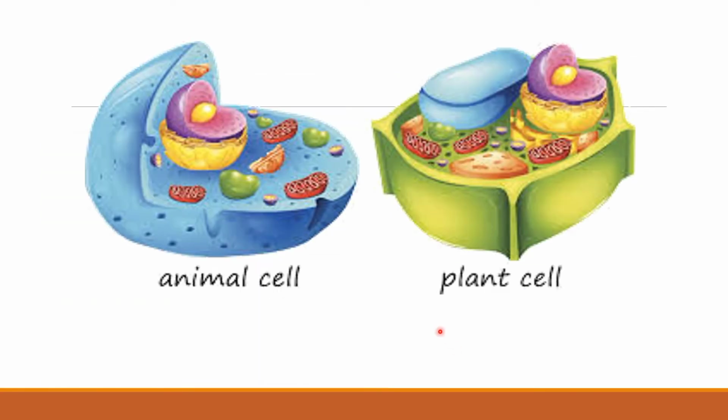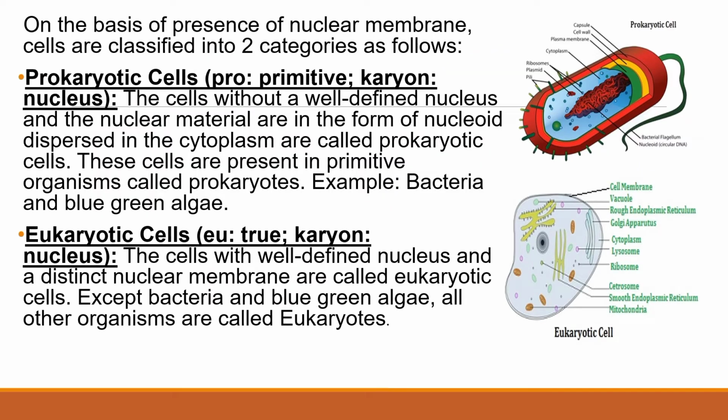Summarizing, next we have a picture. You see it looks something like a rectangle. This is your plant cell, but you see our animal cells are totally round, right? So this is a plant cell and this is an animal cell.